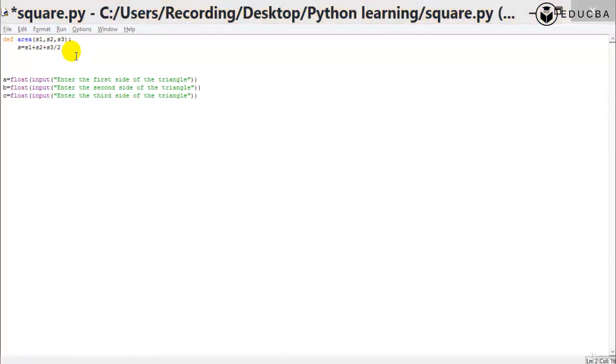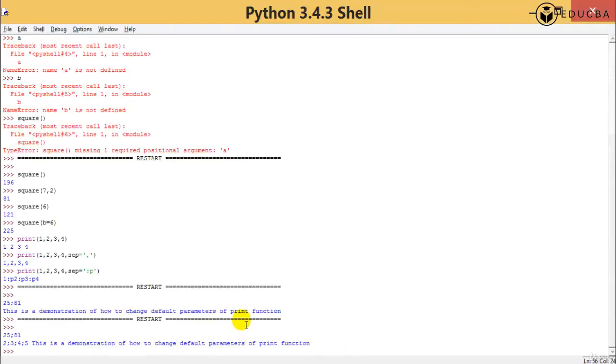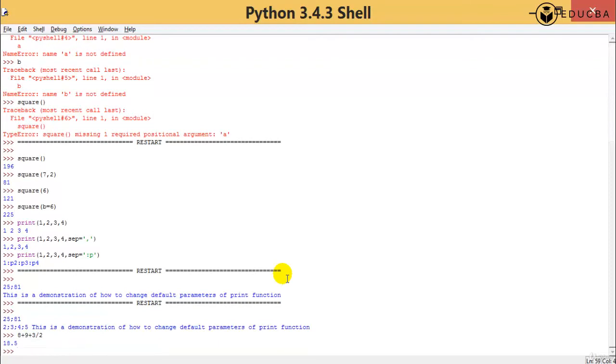Let's see. Let me go to the shell and see if that is possible. Say for example, I write 8 plus 9 plus 3 divided by 2. What is the answer? 18.5. Okay, so 8 plus 9 is 17. 17 plus 3 is 20. I expected 20 by 2, that is 10, but I got what?